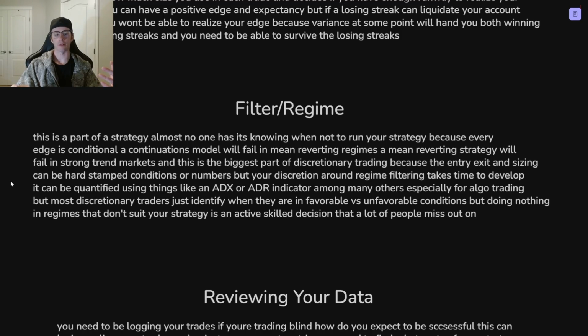But doing nothing in regimes that don't suit your strategy is an active skilled decision that a lot of people miss out on. And it is where a lot of discretionary edge can be derived from, is simply just knowing when you shouldn't be trading and when this is a bad regime, and when we're in a good regime, just risking up or using a different amount of risk when we're in a favorable regime.